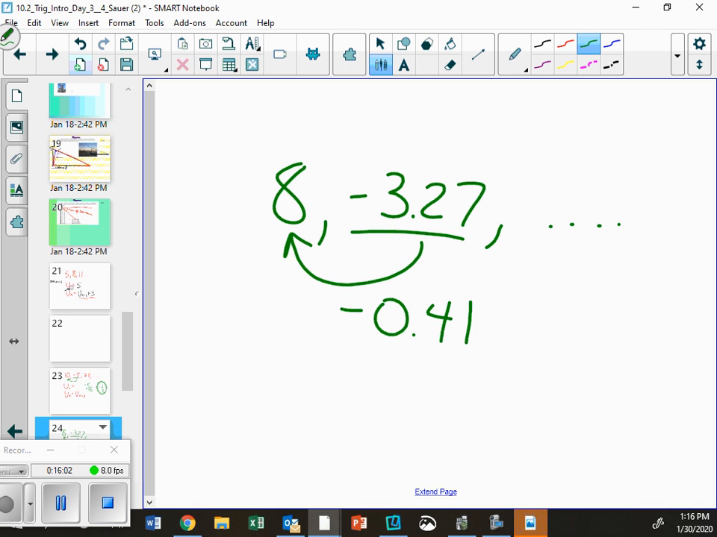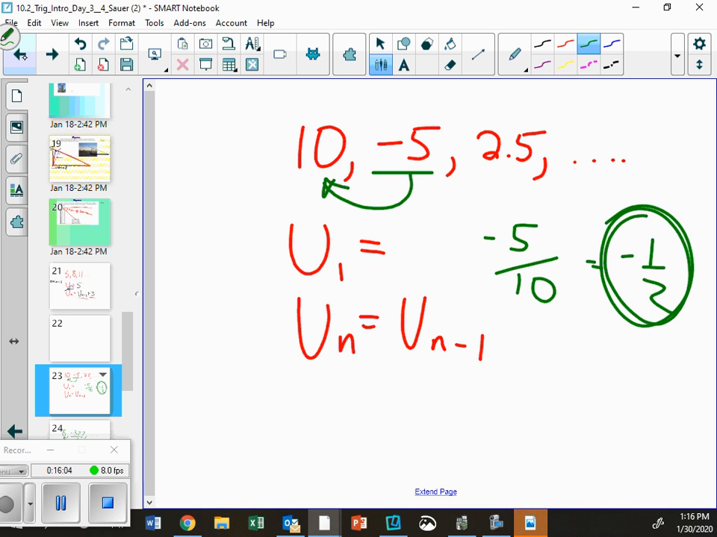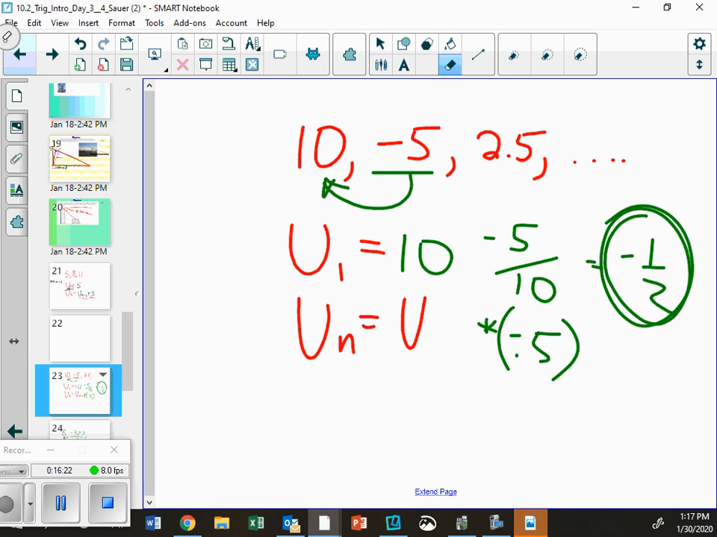All right, so back to the one we were doing before. You should have said u sub 1 is 10, and u sub n is u sub n minus 1 times negative 0.5, or negative 1/2. And there's a times in there. That's important, because we're multiplying by that. And if you're putting it in a calculator, you'd have to put a parenthesis around the n minus 1, because it doesn't know how to do subscripts.